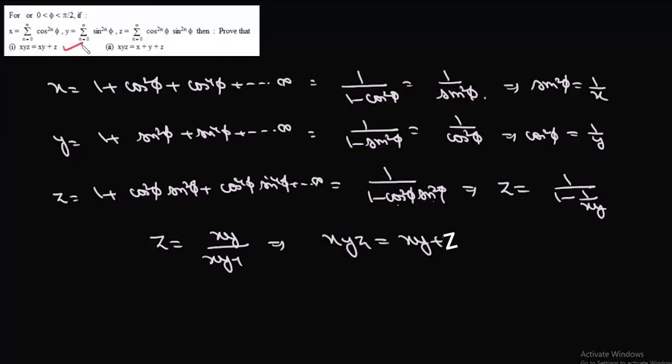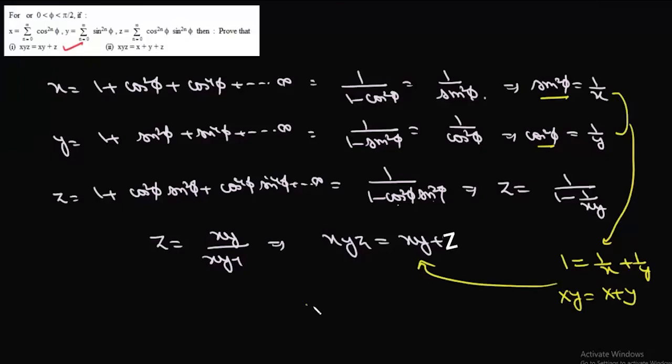Now for the second part, we need to prove that xy equals x plus y. Now we know that sin square phi plus cos square phi is 1. So if we add them, we can write sin square phi plus cos square phi is 1, and that will be equal to 1 by x plus 1 by y. That means x into y equals x plus y. So we'll replace this x into y here. So from here we'll get xyz equals x plus y plus z.